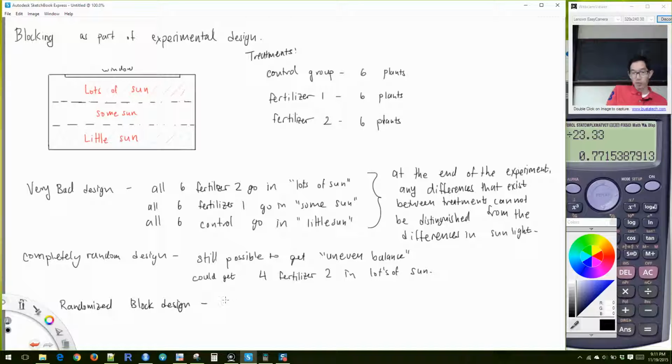Okay, so we say lots of sun, we kind of force 2 plants from each treatment. Okay, and then so some sun, the same thing, and little sun. Okay, we make sure we get 2 from each treatment, 2 from each treatment.